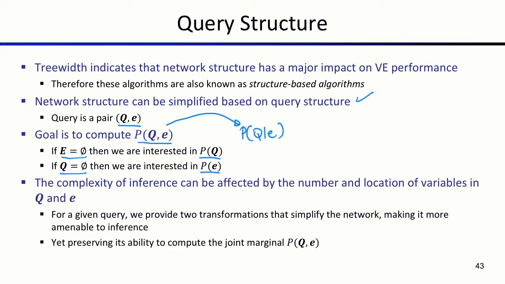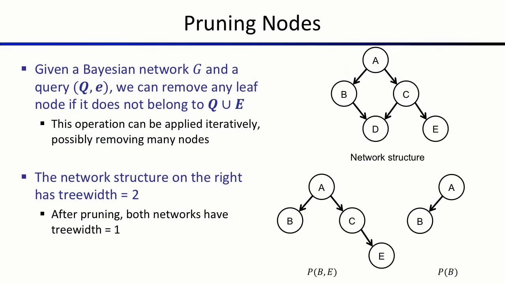So the idea is that the complexity of the inference can be affected by the number and location of the variables in the query. These two sets of variables here will affect the performance of the algorithm. And we're going to see two transformations, one that eliminates edges and the other one that eliminates nodes. We'll see that these two transformations will not affect our ability to compute the joint marginal, the probability of Q and E. The first transformation is pruning nodes.